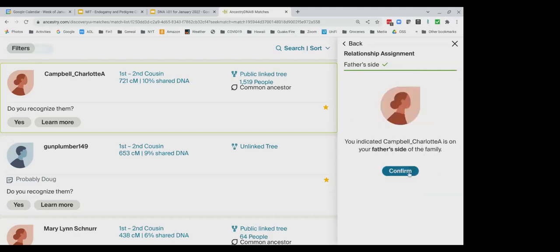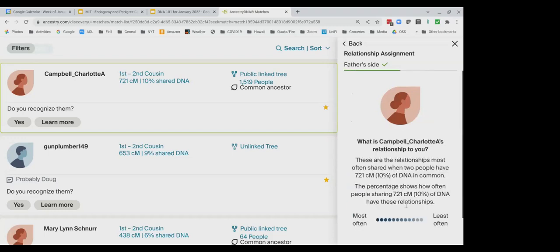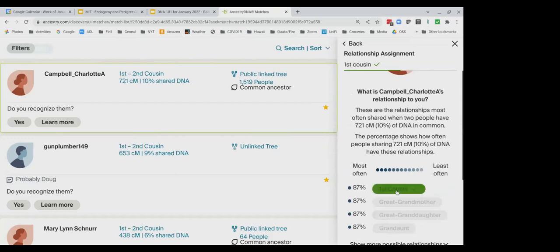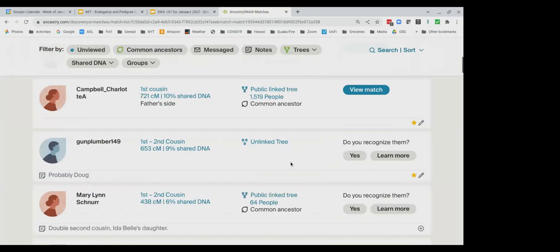Okay, I want to go back. Father's side, and she is going to be a first cousin. I'm going to confirm that, and you will see now, there she is as first cousin. Now, why do I do this? Well, I do this because in large part, now I can begin to see links between people that I have a known relationship with and people who are more distant.